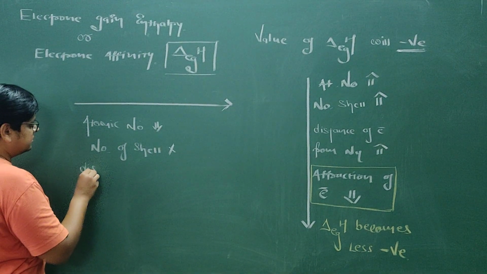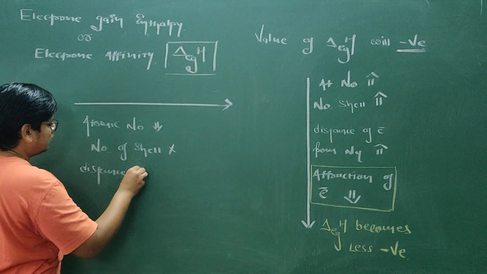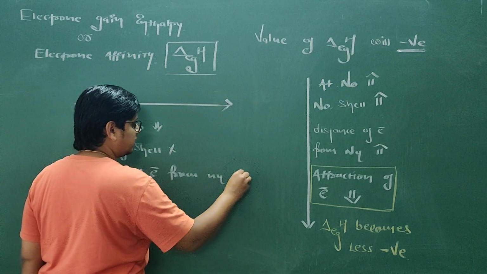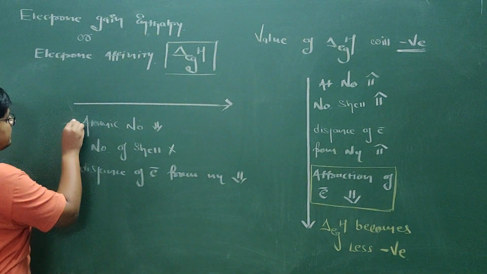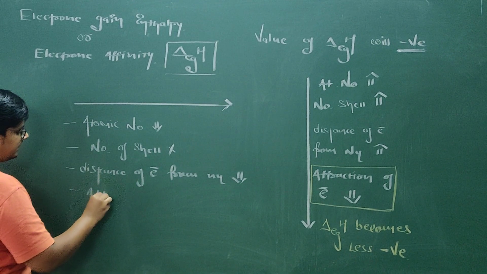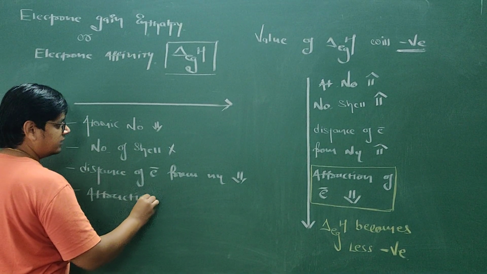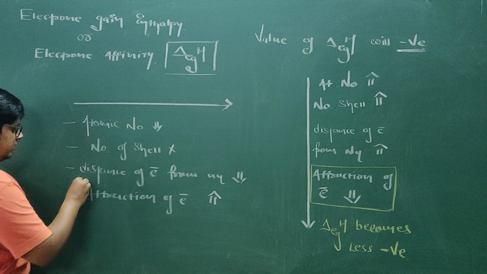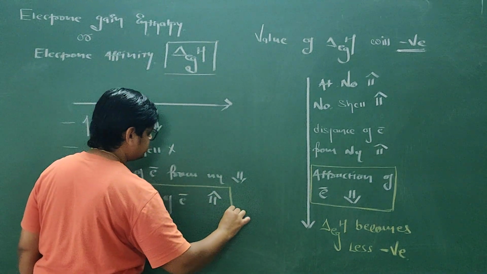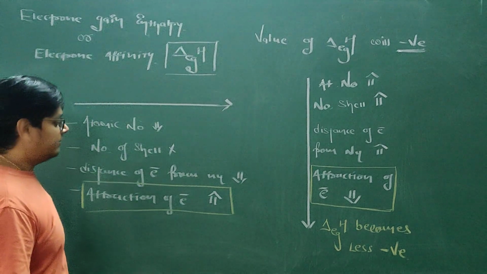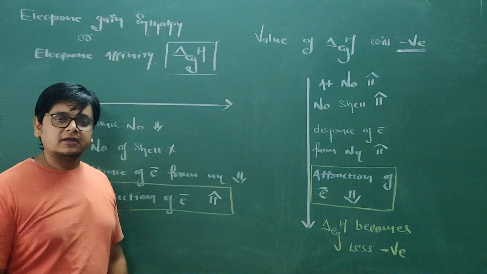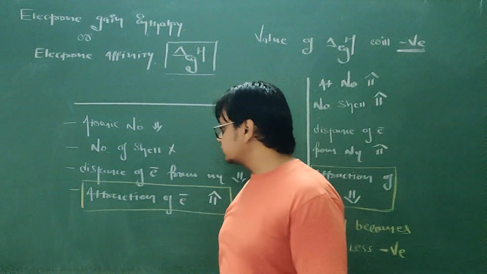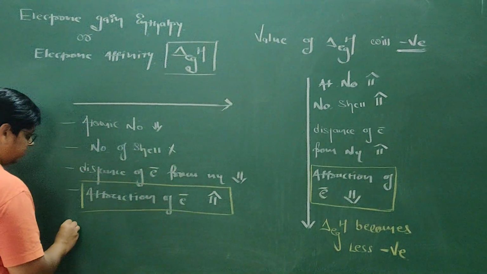So can we say the distance of the electron from the nucleus decreases? So can we say the attraction of the electron towards the nucleus will increase? It means that the element requires a greater amount of electrons. That element has more affinity towards the electron, and that is called electron gain enthalpy.